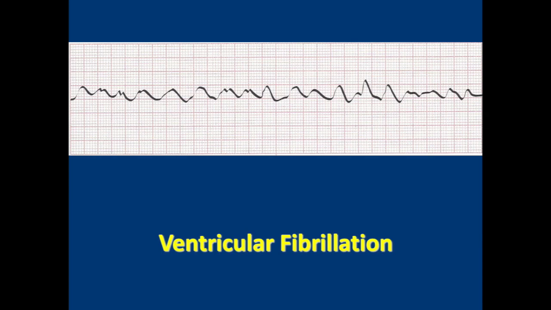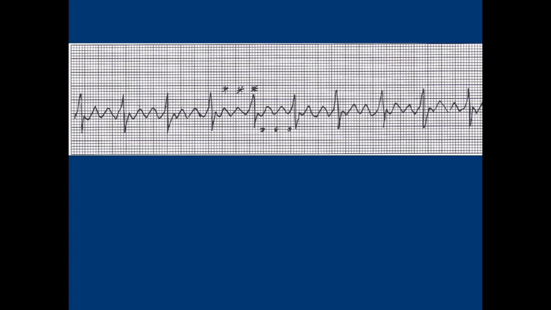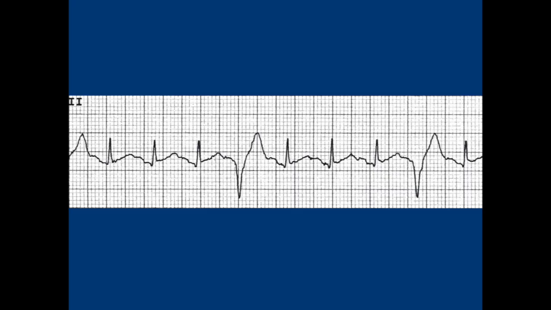This is ventricular fibrillation. Notice those P waves. So there's atrial flutter. Notice that the PVC is occurring every fourth beat, so that is going to be quadrigeminy.